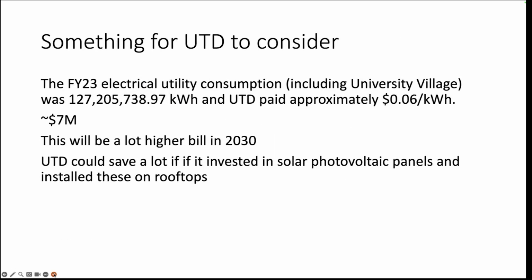All right, something for UTD to consider. The fiscal year 23 electrical utility consumption, including University Village, was 127 million kilowatt hours. UTD paid approximately 6 cents a kilowatt hour. They got a deal. That's about $7 million a year. So this bill will be a lot higher in 2030. UTD could save a lot if it invested in solar photovoltaic panels and installed these on rooftops and used the energy. But, you know, who knows?